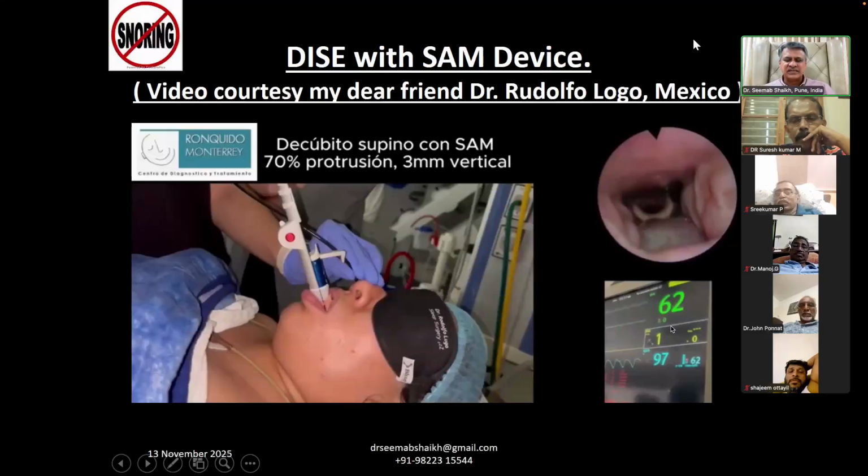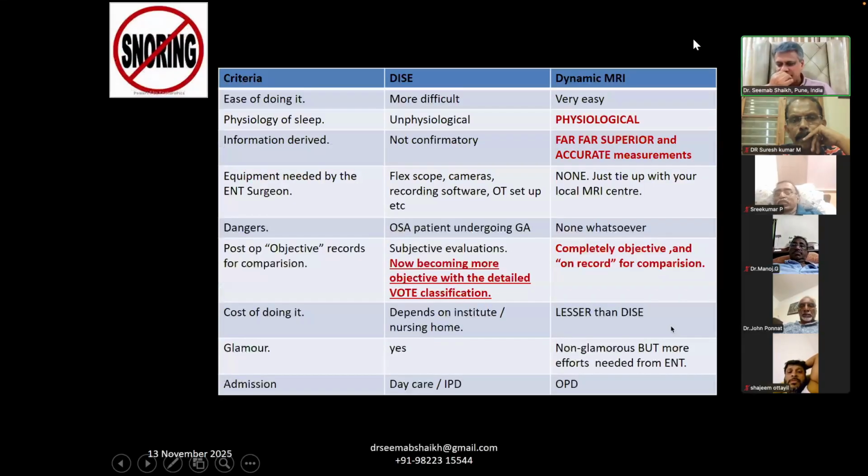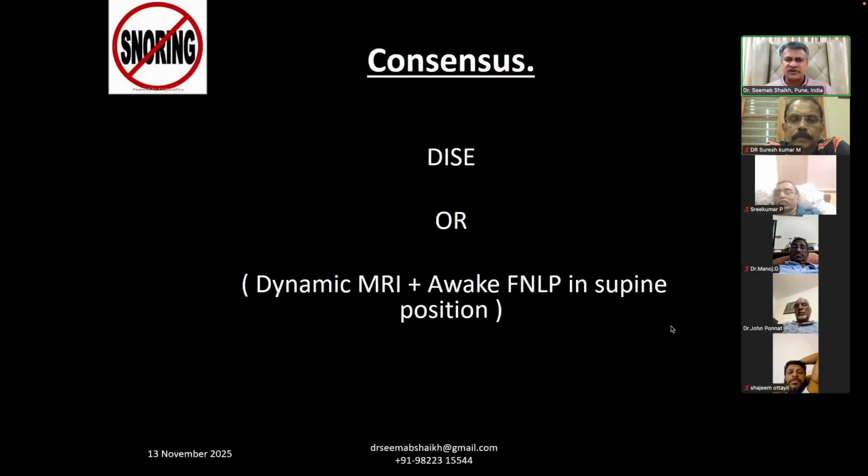Now, unfortunately, the SAM device costs quite a bit in India. It's almost about 1.6 lakhs or something. And for ENTs, we don't really need it unless you are working with an orthodontist or a dental person and you want to make a mandibular device. But I've just given it to you for you to understand the importance of it.